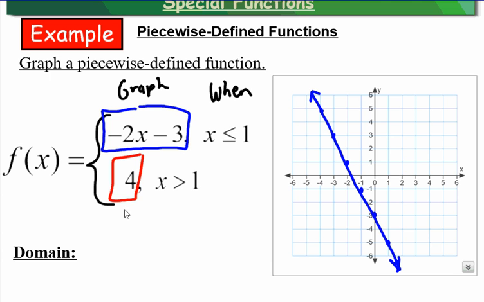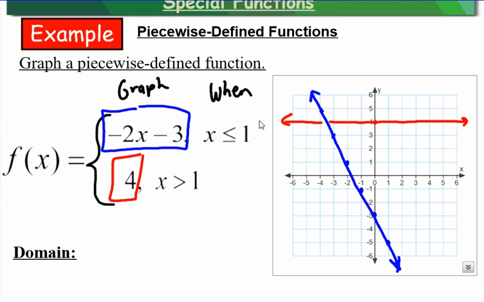Now I'm going to do this red part. So this is the equation y equals 4. That's a horizontal line, so that'd be right here. So there's the two equations I'm graphing. However, both of these are only appropriate in certain circumstances.